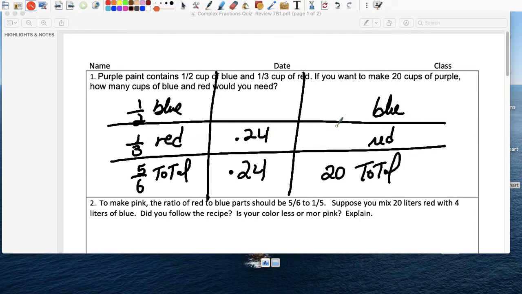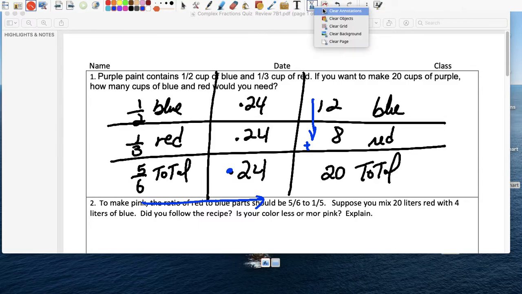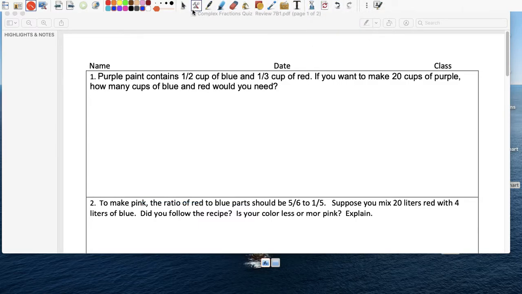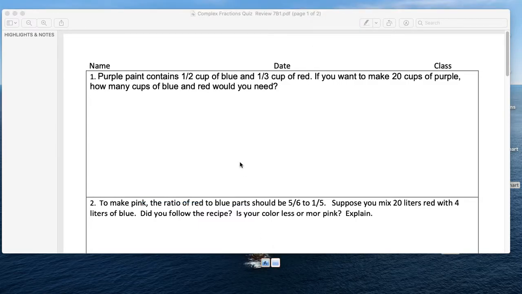1/3 times 24 is just 8. And 1/2 of 24 is 12. So you notice, when we add, 12 and 8 is 20. And when you multiply here, 5/6 of 24 is 20. So there's our answer. Okay, so not too crazy.